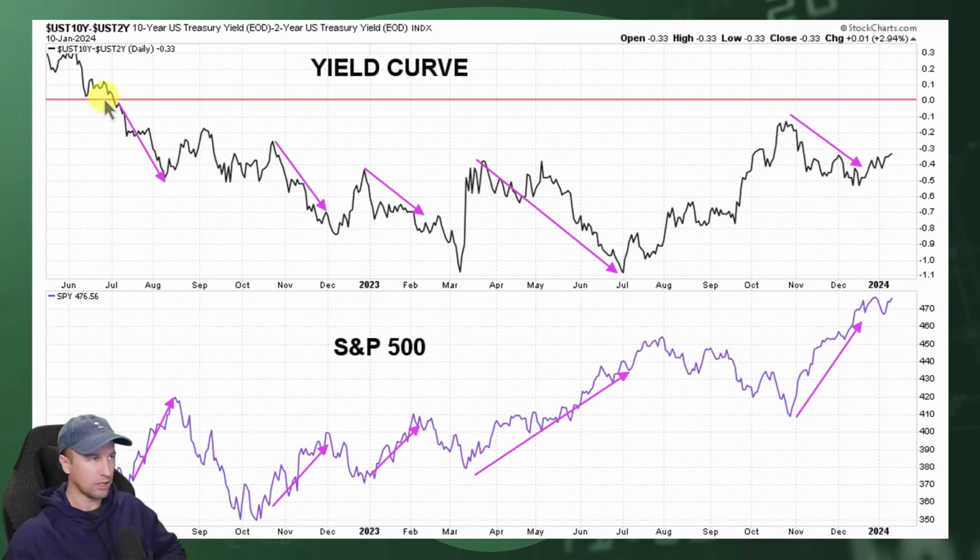Now, let's take a look at the yield curve. The yield curve is up here. This is the 10-year minus 2-year. You can look at the 10-year minus 3-month, but I like to show this one in relation to the S&P 500 since the time it has been inverted.